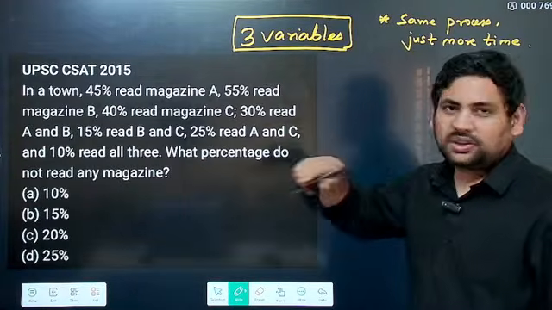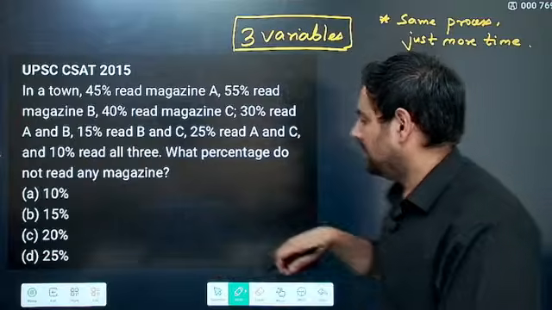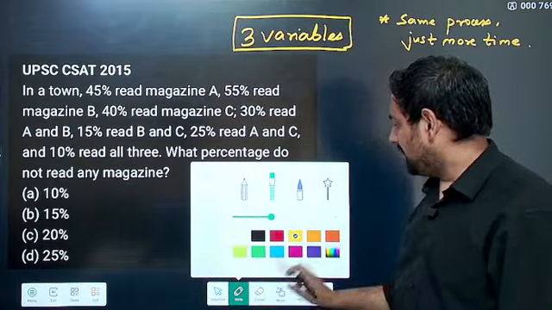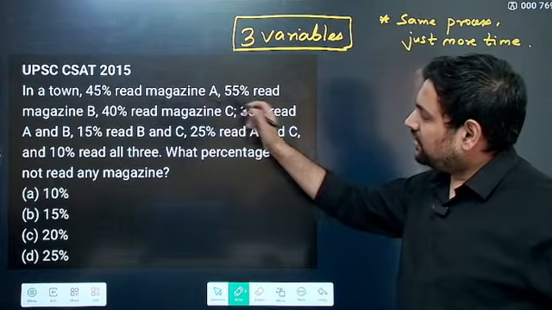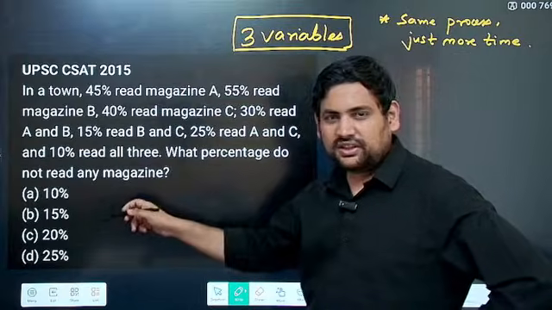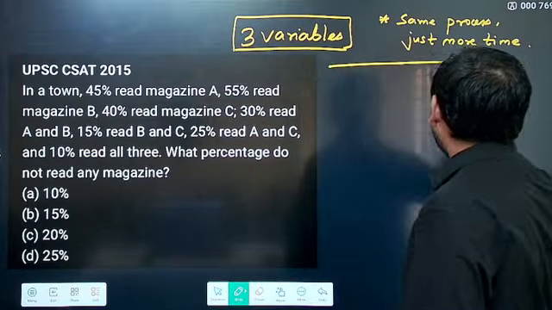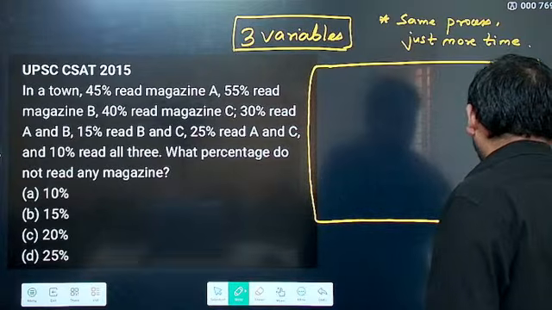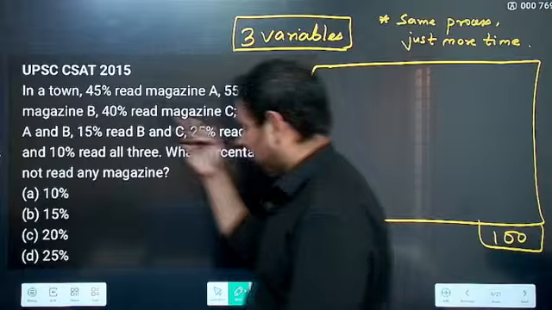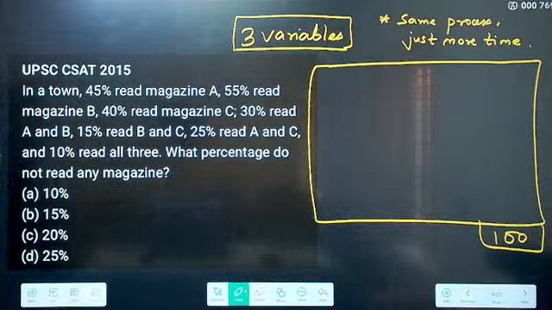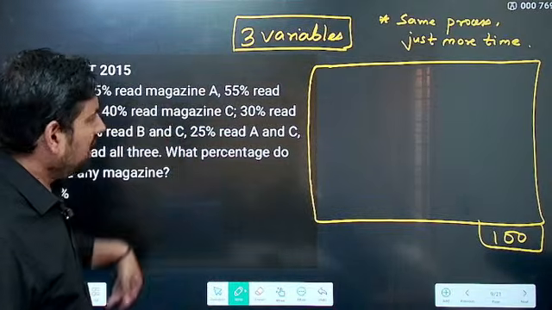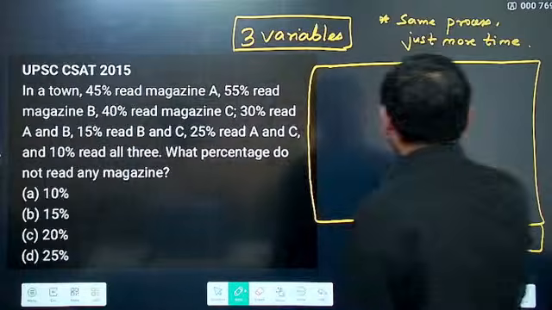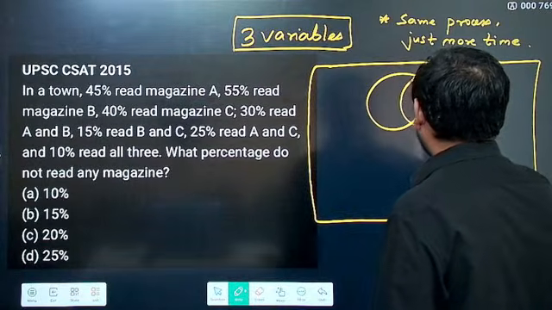Here the closest enclosure thing that I told you becomes more important. So understand this. For example, let's take this question. In a town, 45%, see everything is in percentage. What I can assume? I can assume that the total number of people in the entire village or town, whatever, is 100. That I can assume, correct? Everything is in percentage. Now I draw three circles like this.